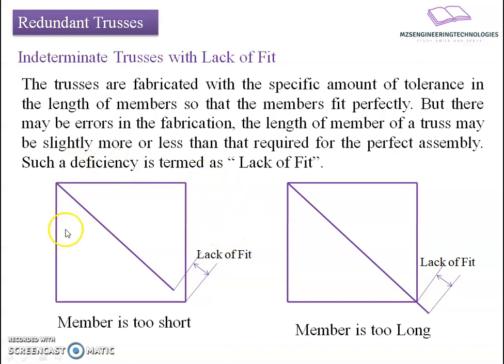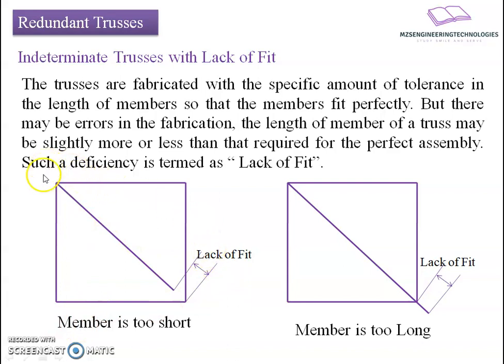If we talk about the fabrication work of the trusses, first the truss members are cut to the required length, with a tolerance so that they can fit and be assembled at the particular joint. But due to some error, some members may have extra cutting or some members will have undercuts. So these undercuts and extra cutting will raise the problem of lack of fit.